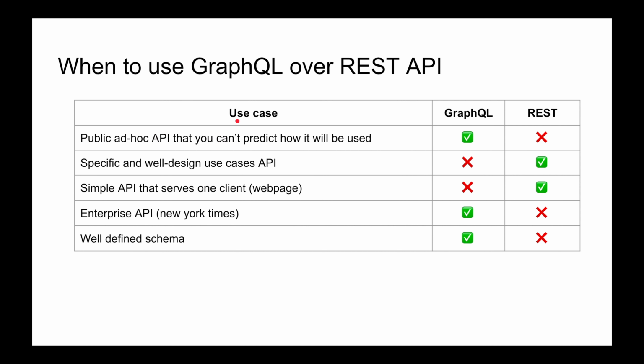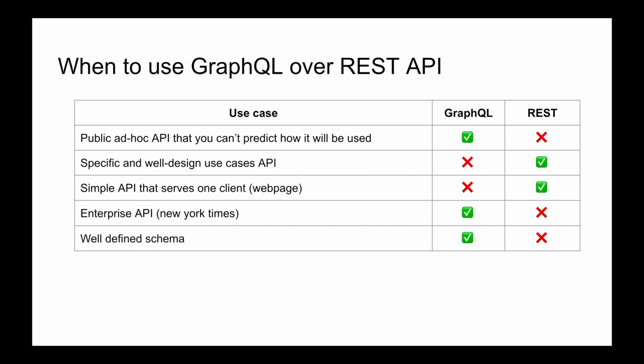Public ad hoc API that you cannot predict how it will be used. And we kind of said that in a way or other while making this video, right, guys? So if you're building an API and you have no idea how the user interface will look like, or you're predicting that the API will be public, or you're building the API in a way that is ad hoc to use. Ad hoc means you don't know how it will be used, right?